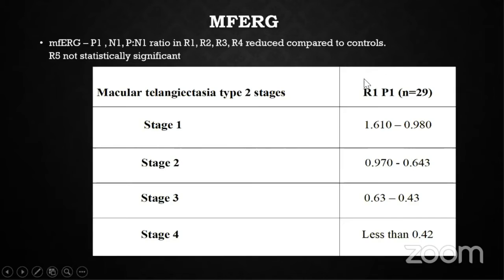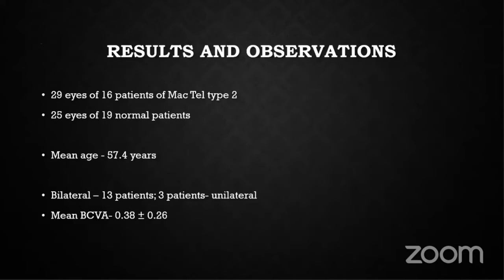So we have divided the voltage of P1 into 4 quartiles, with interquartile range being the same, so that we can correlate easily with the other imaging modalities. So we have divided into 4 stages. So coming to results, 29 eyes of 16 patients of MACTEL type 2 and 25 eyes of 19 normal patients.